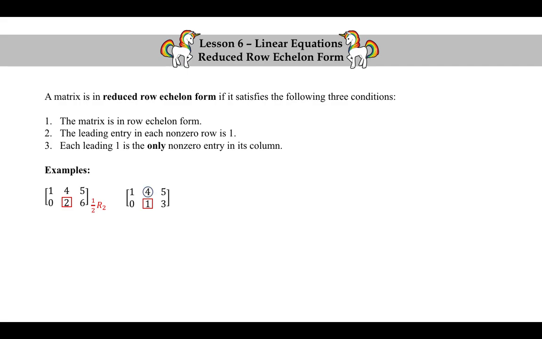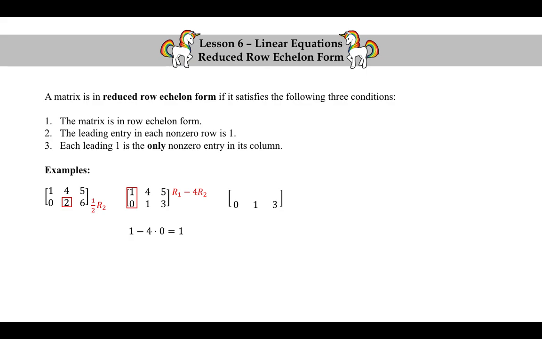In order to be reduced, we have to change that 4 to a 0. We can do that with a row replacement operation. We'll do row 1 minus 4 row 2. We start by just rewriting the second row because that row is not changing. And now let's go ahead and do the first row column by column.